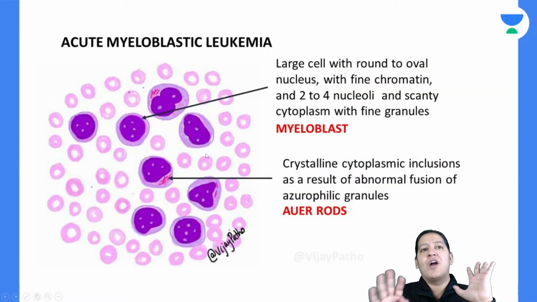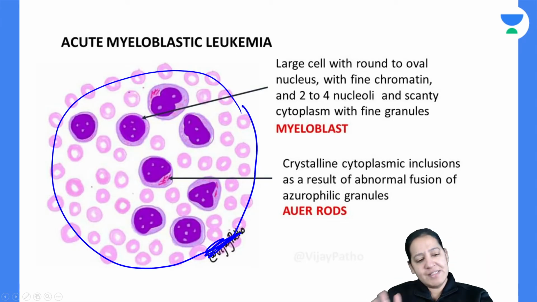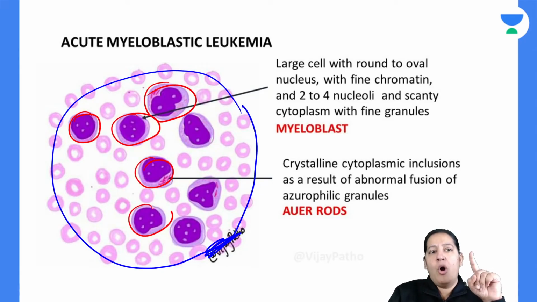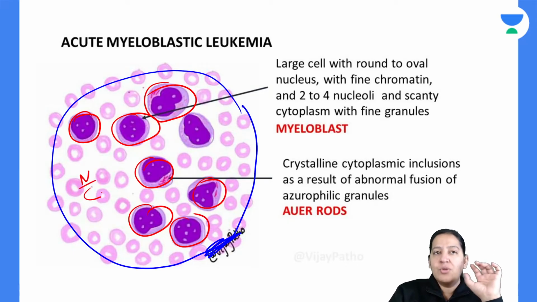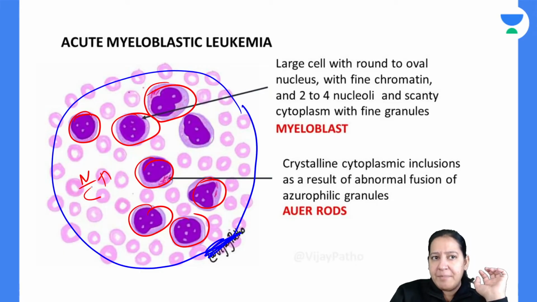So this is the diagram of AML. Okay, let me draw. So you can see this is the diagram. Everyone see, this is the diagram. What cells you can see? So these all cells are only one type of cells. See the NC ratio. You understand NC ratio, nucleus cytoplasmic ratio. So NC ratio is high in blast. So these all are blast. They all have moderate or scanty cytoplasm.